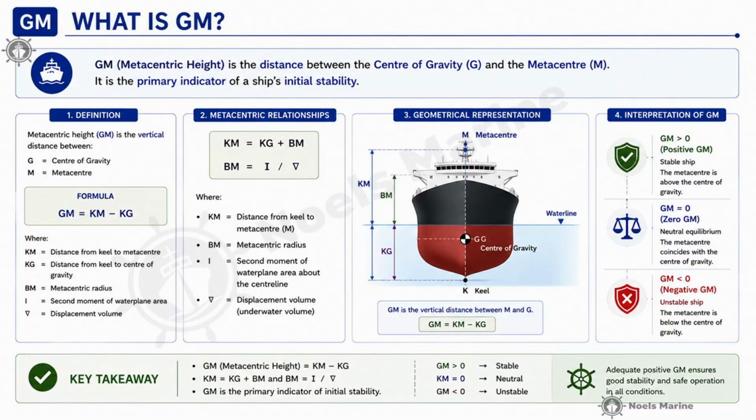Now, the results tell you everything. If your GM is positive, the ship is stable. If it's 0, you've got neutral equilibrium. But if GM is negative, oh boy, you have an unstable ship on your hands.